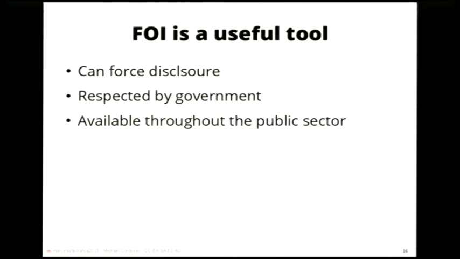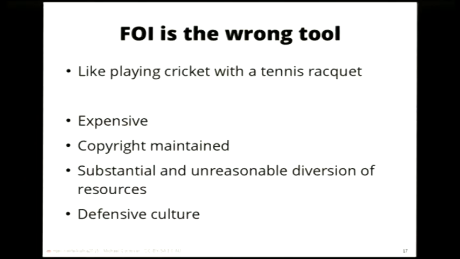It doesn't matter whether you are dealing with a local council or the federal government, the Electoral Commission, a government business enterprise, a federal department, a minister's office. All of these organisations have to disclose documents in accordance with the Freedom of Information Act or local variants thereof. But it's the wrong tool. Using FOI to get source code is like playing cricket with a tennis racket. Occasionally you might get a hit in, but you really actually need to change the game.